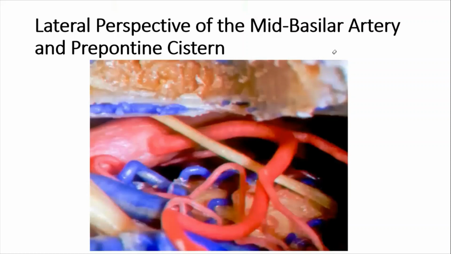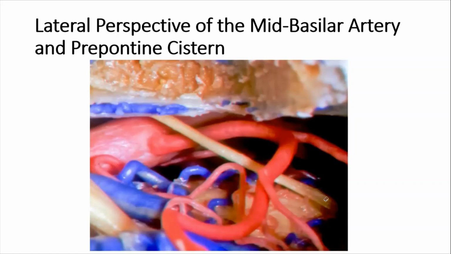This is the lateral perspective of the mid basilar artery and the prepontine cistern. This is the prepontine area. Over here, this area is the pons, and anteriorly, this bony structure is the clivus. We can see this is the mid basilar artery. From there, the anterior inferior cerebellar artery is arising and is bifurcating into the rostral and the caudal trunk.